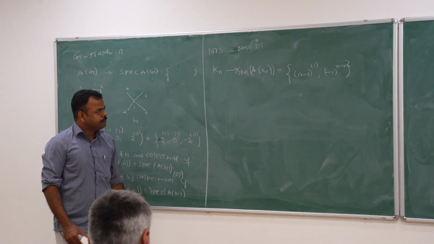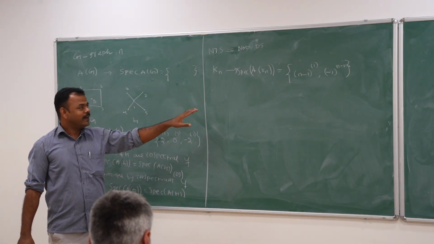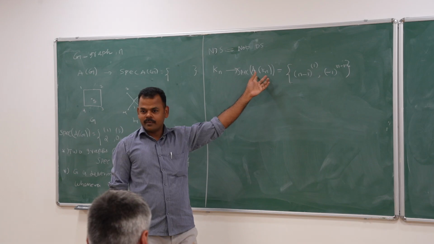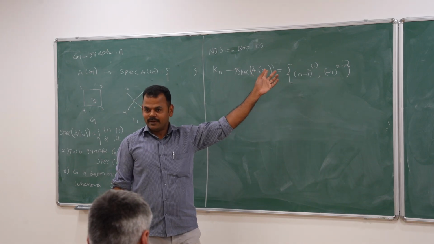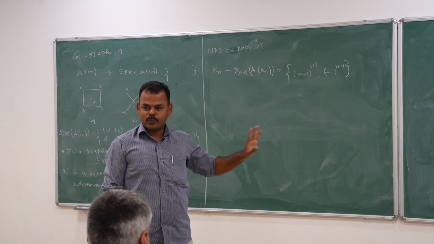The argument is simple. How many of you don't know this fact, that Kn is determined by its spectrum? I know because we saw it. Okay, you don't know. Can you think for a minute? Can you give some idea how to proceed?